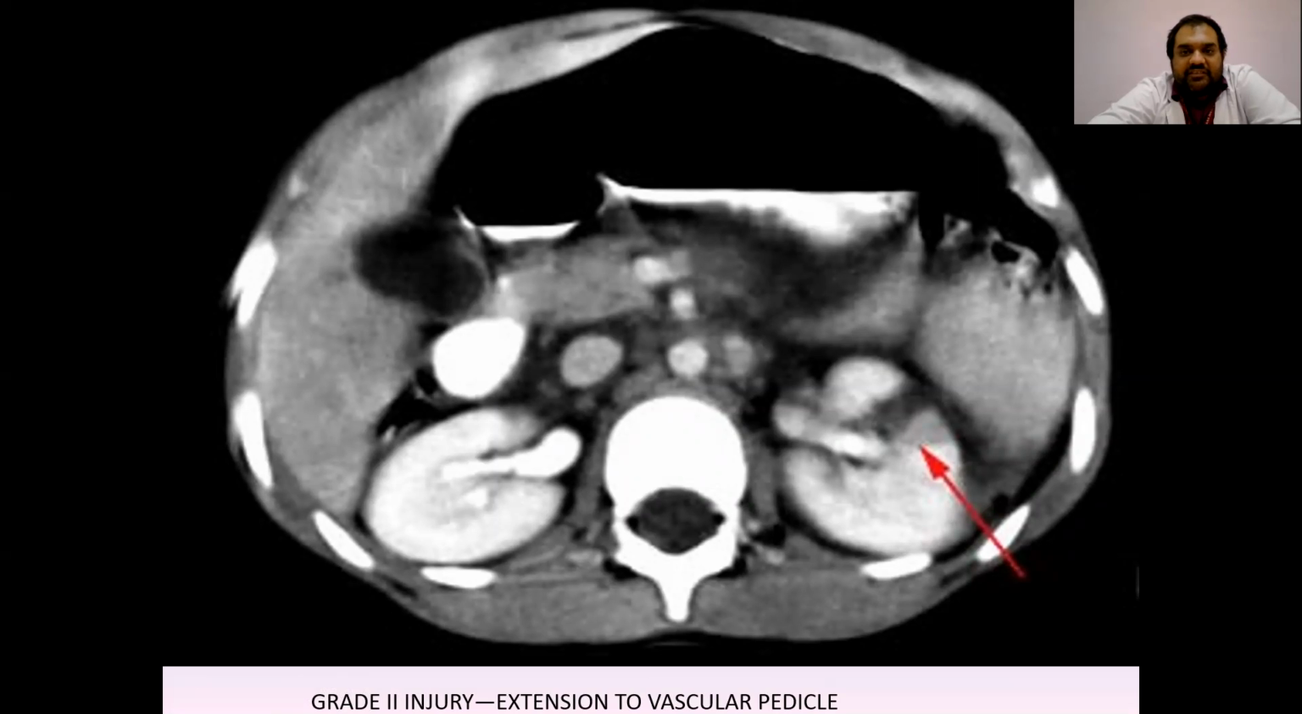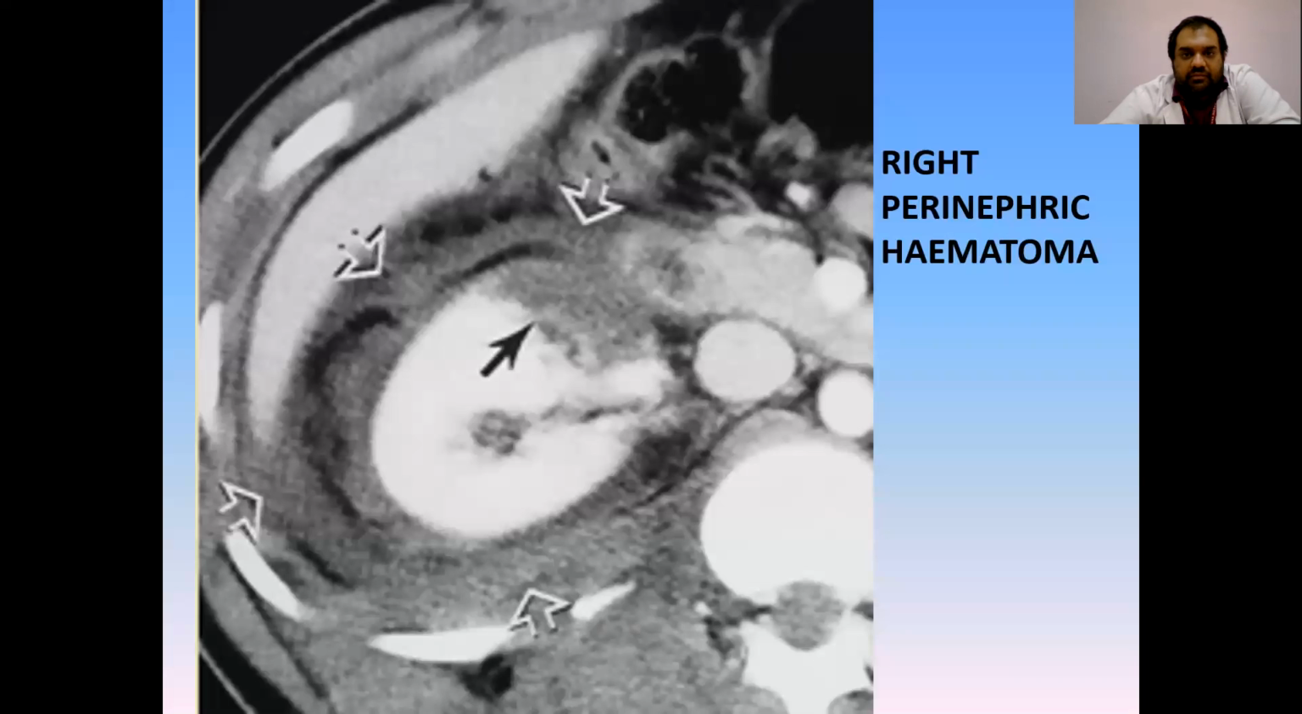And this is the axial section of the CT at the level of both kidneys, showing grade 2 injury of the left kidney, which is extending into the vascular pedicle. And this is an axial section of the CT showing the right perinephric hematoma in the upper pole of the right kidney. You can see the perinephric collection also.